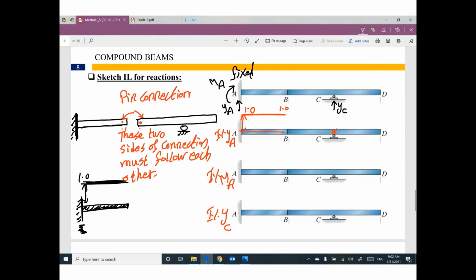Because this side of the connection moved up, the other side must move up. Because this point will remain without movement, the new shape of this part of the beam will be like this. Negative, positive.